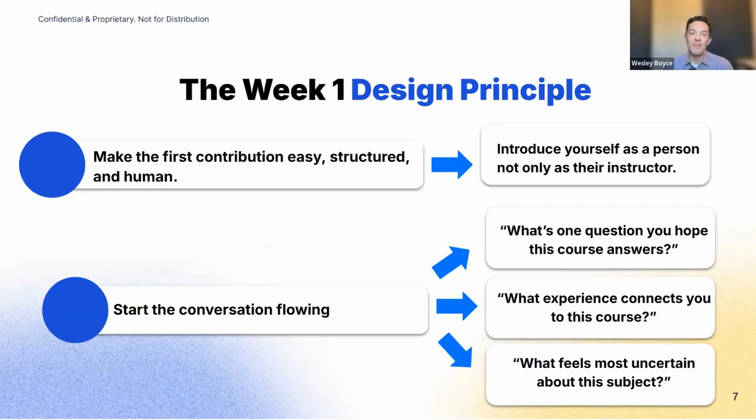But I also say, what can you bring to the table? Do you have any questions? Are you uncertain about anything? I literally just tell them it's wide open, very low stakes, and that generally leads to what I would call high authenticity of what they're sharing.